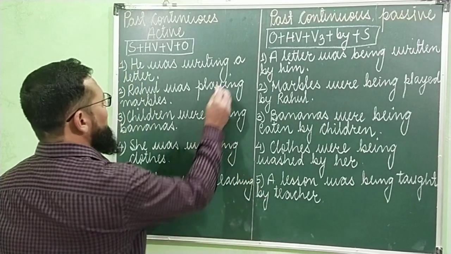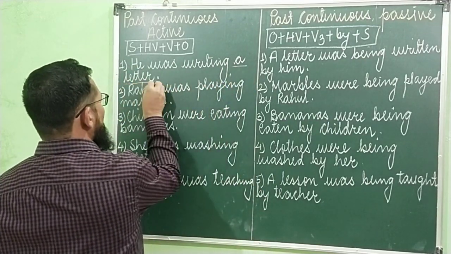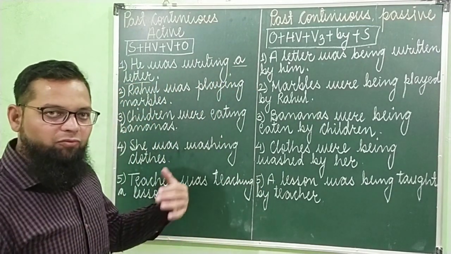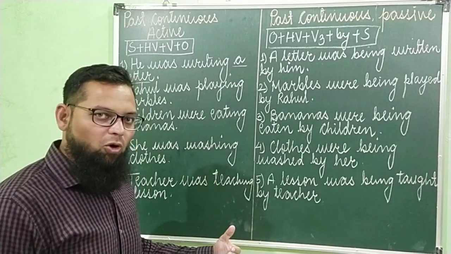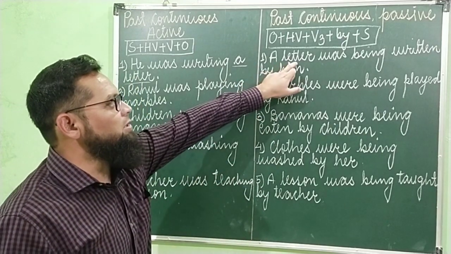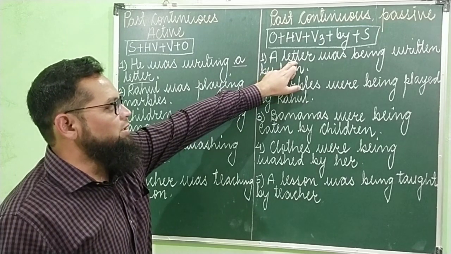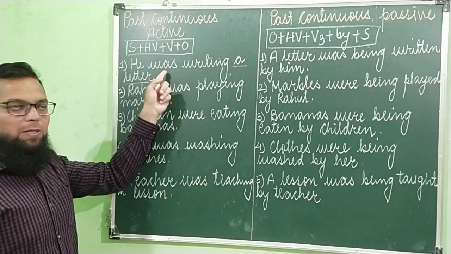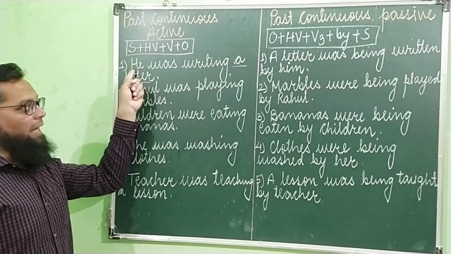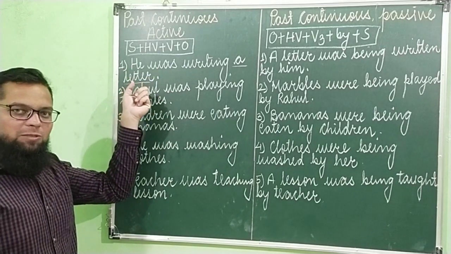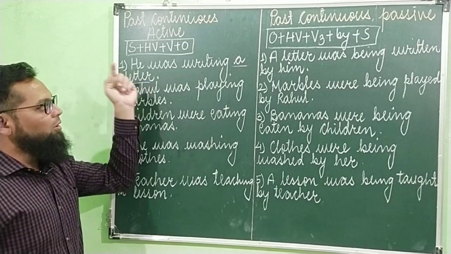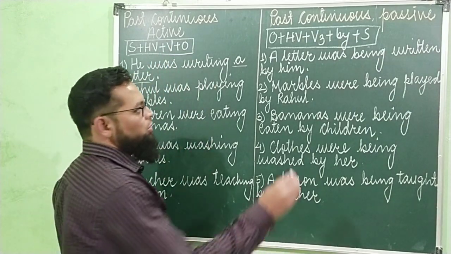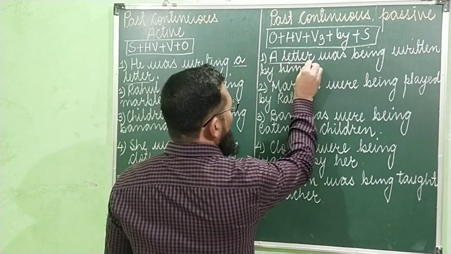So what is the object? A letter is object in the sentence. Now while converting it into passive voice, we'll write the object first. So a letter is written. Okay, a letter. Now using of helping verb in active voice depends upon the subject. Active voice में helping verb का use किस पर depend करता है? Subject पर। और passive voice में the use of helping verb depends upon the object.